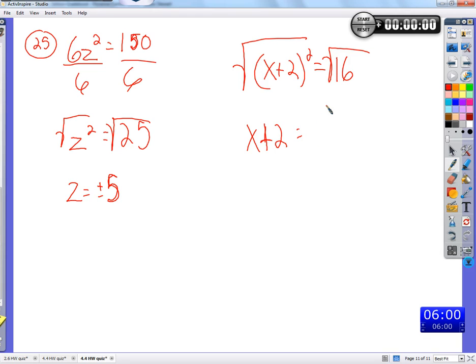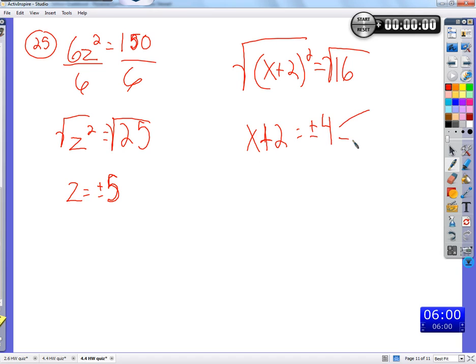Square root of 16? Plus 4, minus 4. Because if this quantity, this whole thing, comes out to be 4, what are you going to do with it? You're going to square it. And if you square 4, you get 16. If you square negative 4, you get 16. So x plus 2, that whole thing, could be equal to 4 or negative 4.